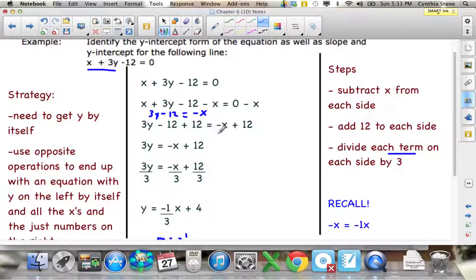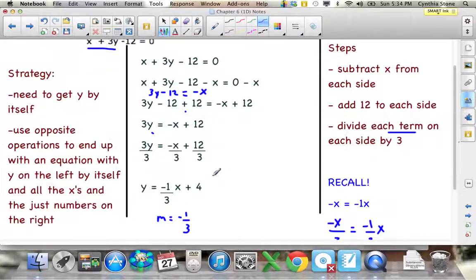Now I'm adding 12 to each side in this step here. So I end up with 3y equals negative x plus 12. Now here's the kicker. I've got to get rid of this 3. So I divide, don't think of it as every side by 3, though that kind of is what we're doing. You're actually dividing each term. Each term in this expression gets divided by 3. 3y over 3 equals negative x over 3 plus 12 over 3. And I can simplify that so I can get the slope, which leaves me with, these cancel, right?